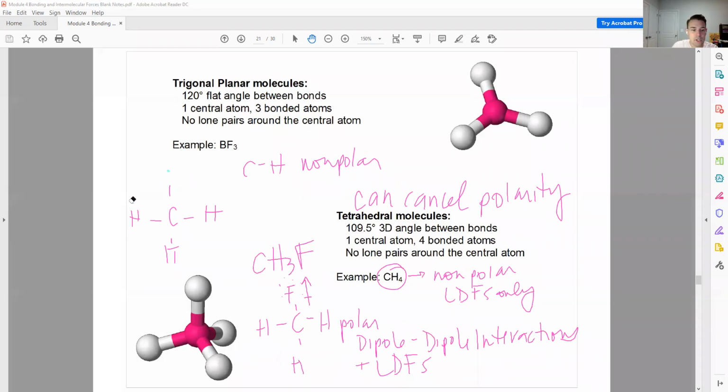Now, I'm going to change all of the H's to fluorines, and let's see how that will affect it. So CF4.